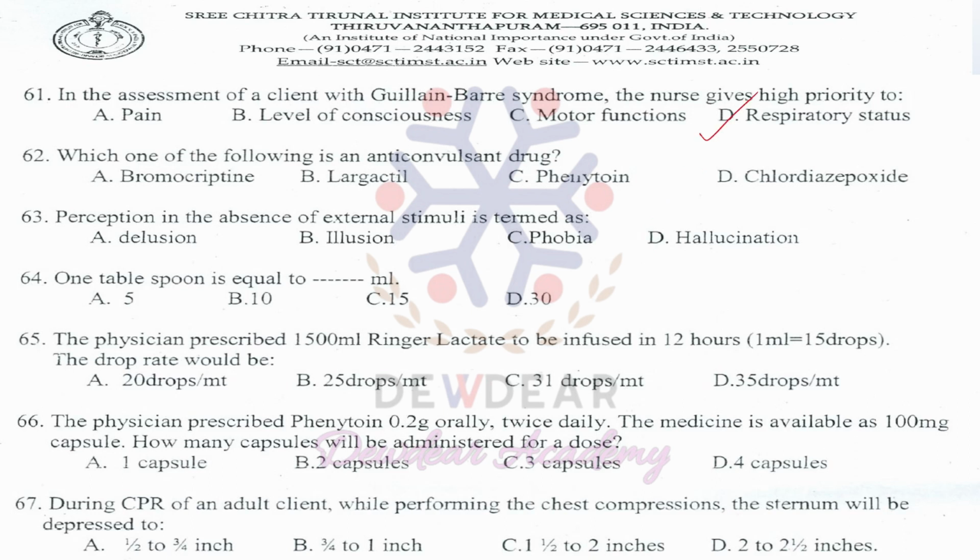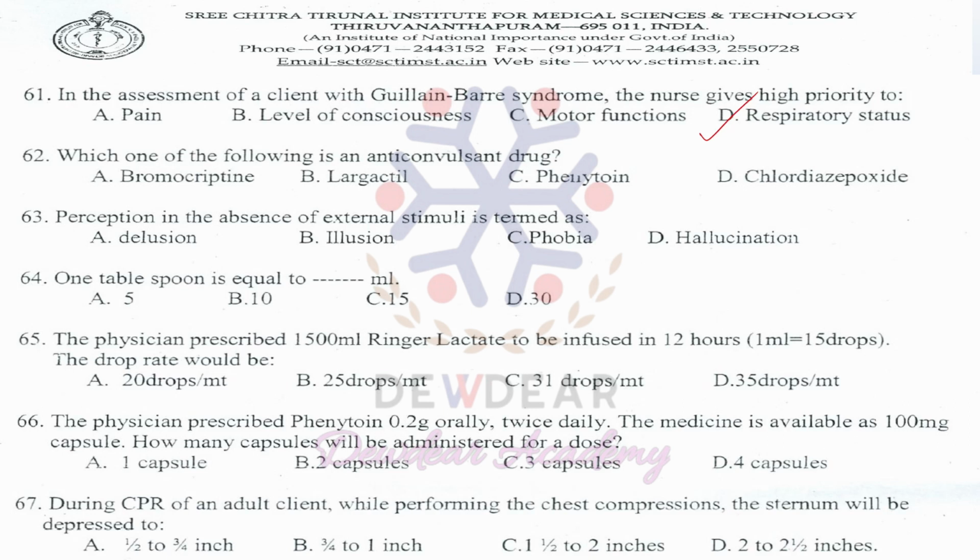This question is from the nervous system. It is very important to study all these neurology conditions when you are preparing for this exam. It is very important to give priority to the respiratory status in assessment of the client with GB syndrome.